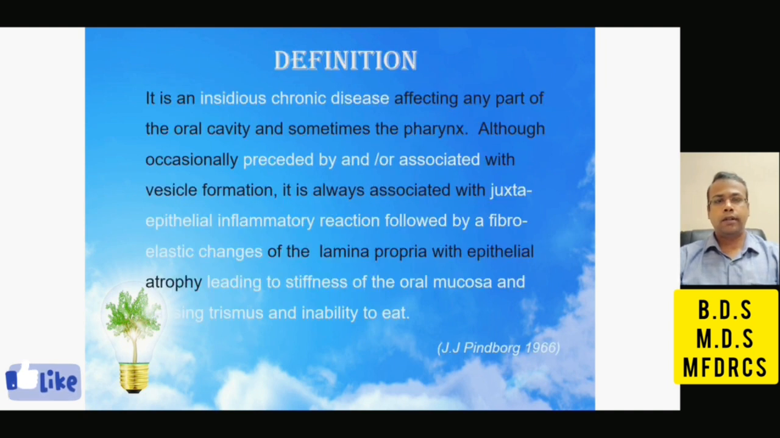According to the definition, it is an insidious chronic disease affecting any part of the oral cavity and sometimes the pharynx. Although occasionally it is preceded by or associated with vesicle formation, it is always associated with juxtaepithelial inflammatory reaction followed by fibroelastic changes of the lamina propria, leading to stiffness of the oral mucosa, trismus, and inability to eat.